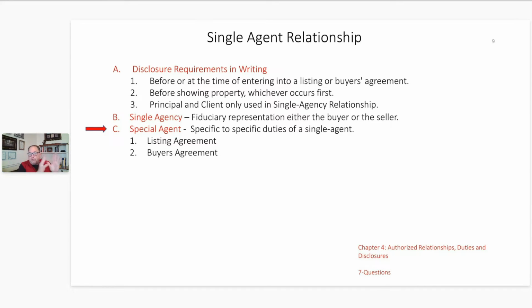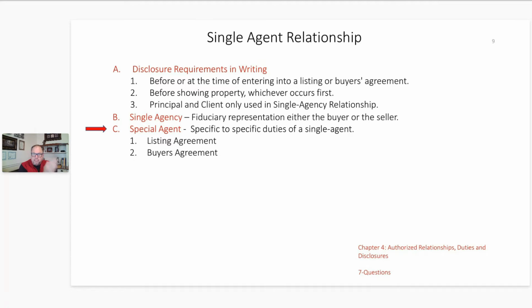Okay, so let's go back to residential. You are absolutely right when you say no dual agency under residential. Okay, so what does single agency mean? It's the fiduciary representation to either the buyer or seller. Now, this term special agent is a term that you're going to see under agency relation that deals specifically with the duties of a single agent. It's called a special agent. In other words, a listing agreement.